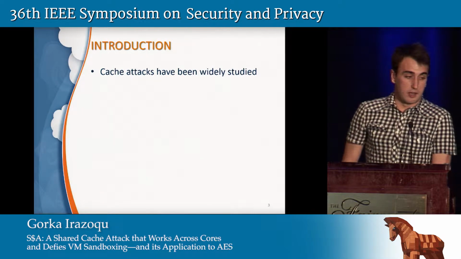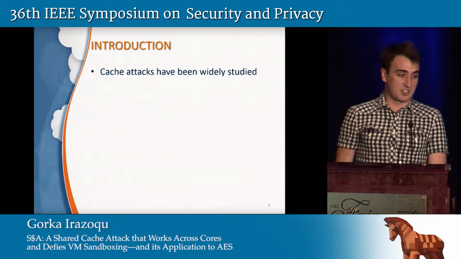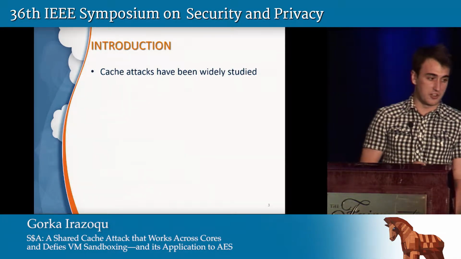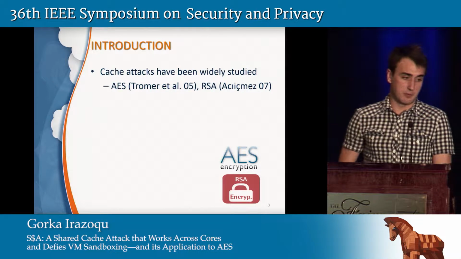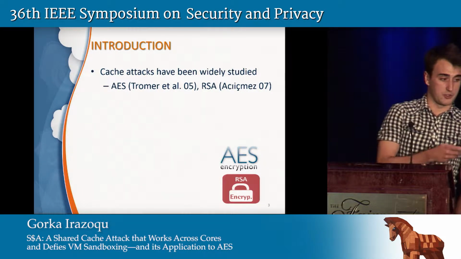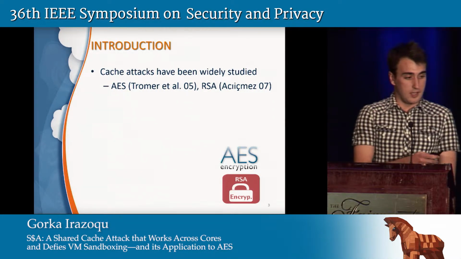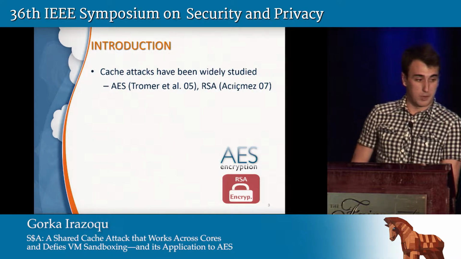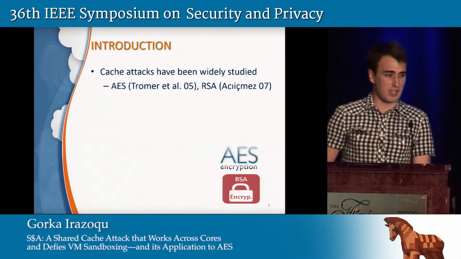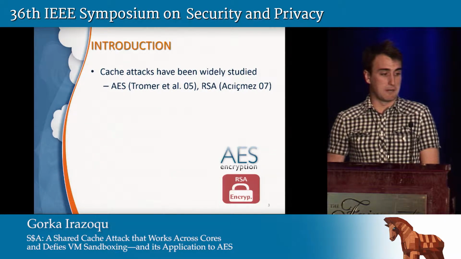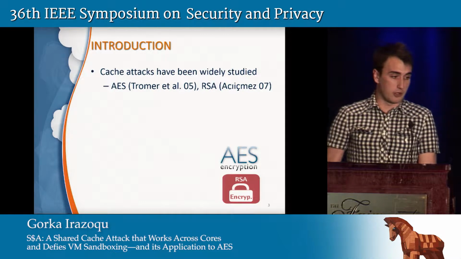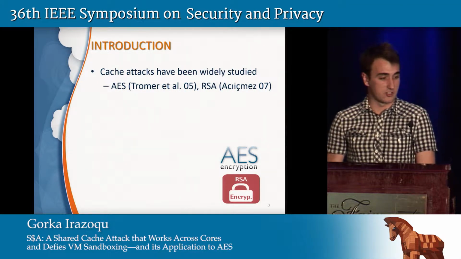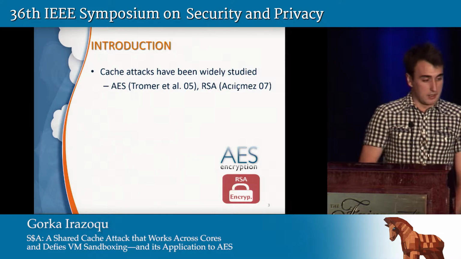So let me start with an introduction of the history of cache side channel attacks. Basically, they have been studied over the last 12 years, more or less. The first implementations were done by Tromer et al., for example, and Aciicmez. Tromer et al. explored two spy processes, which are prime and probe and evict plus time, and they showed how to apply them to AES and recover AES keys. And then Aciicmez used the same prime and probe technique in the instruction cache to recover RSA keys.